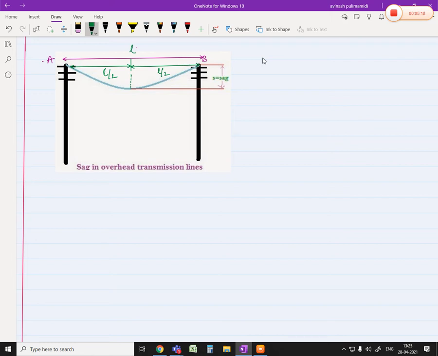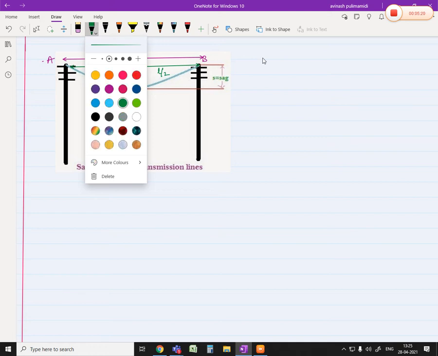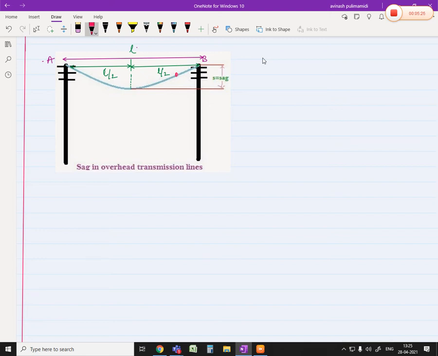So let us take a point P. From this point to the middle of the transmission line, let us take this as Y. And let us take this point to this point as capital X.